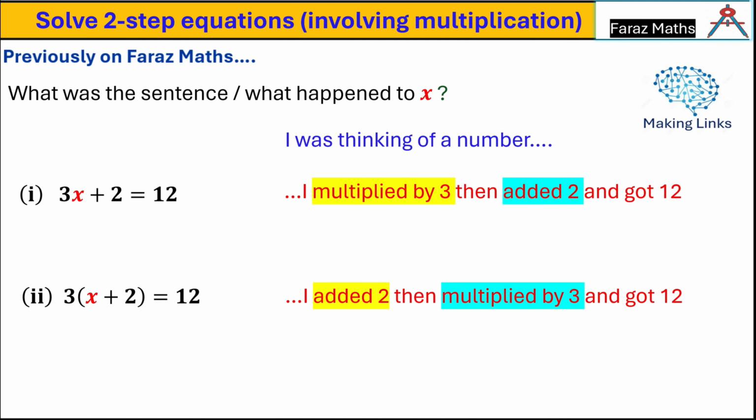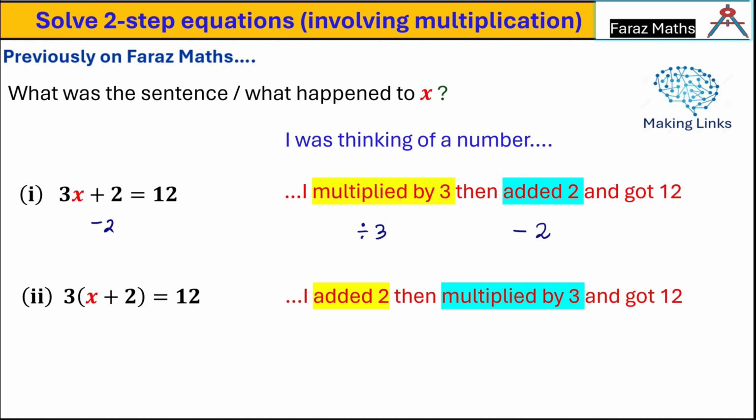So let's start with what we did previously on Faraz Maths. What was the sentence? What happened to x? So here in the first you can see 3x plus 2 equals 12. So what is it? I multiplied by 3 then added 2 and got 12. So if we do the inverse operation, and you know the inverse of multiplication is division, so you can say that divide by 3, added 2 means subtract 2. So you have to do it in this way.